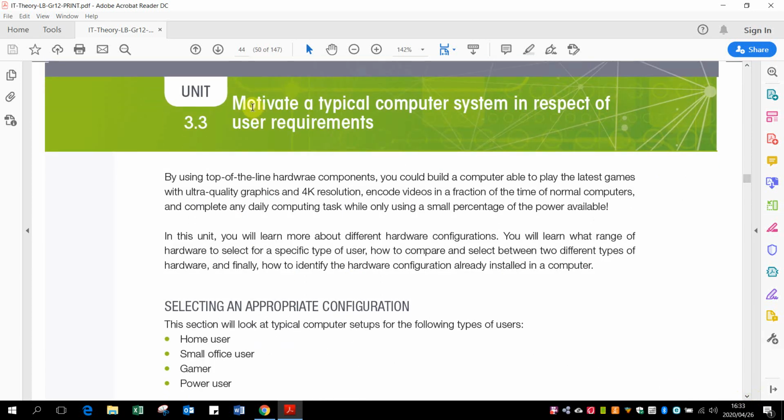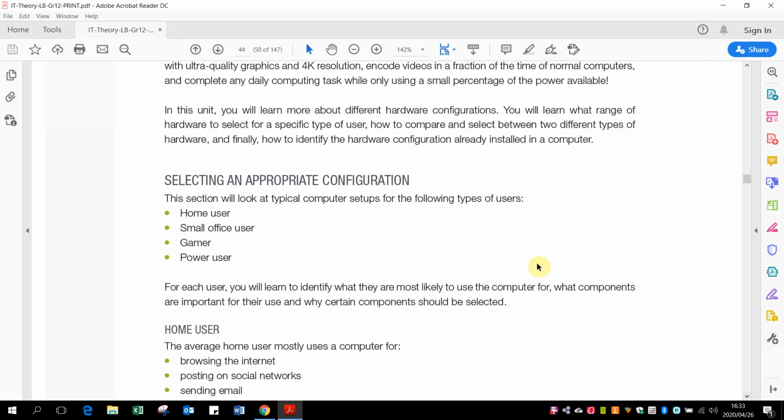And then our last part, motivate the typical computer system in respect of user requirements. So you should not always look at just getting the best, most expensive PC. It depends on what the person wants to use it for. So we've got the 4 different people.